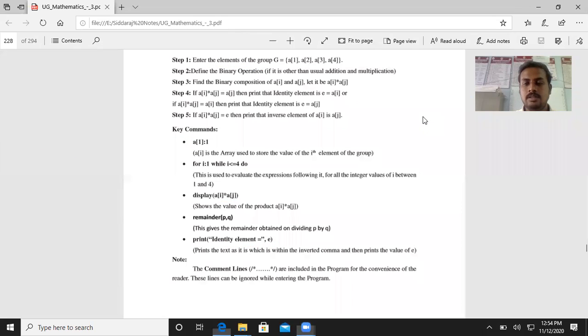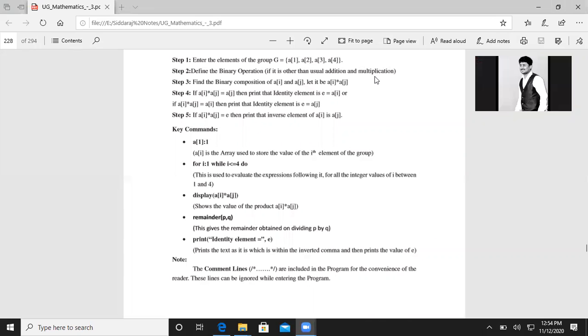So next, writing down a program. Now we write the program here.